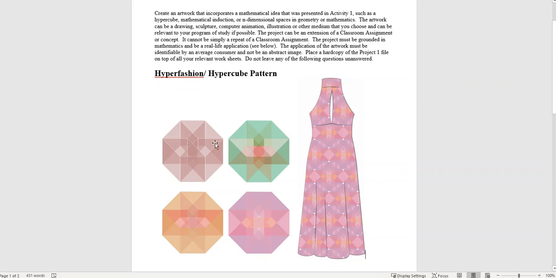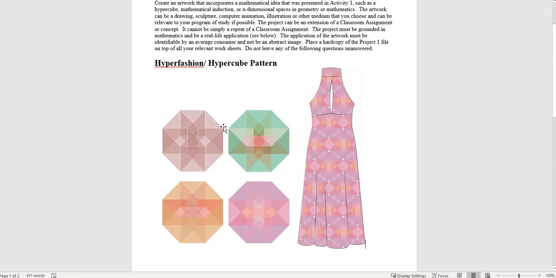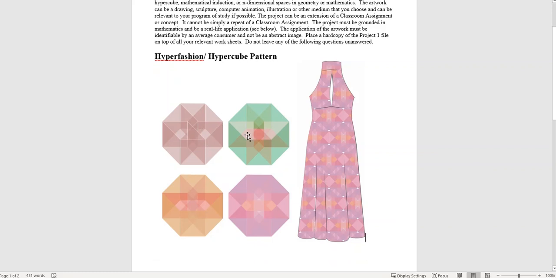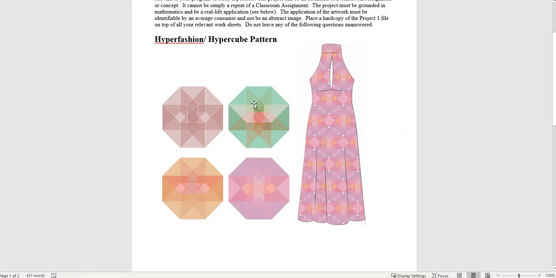So the math is obvious. Here's the hypercube, and there's some nice patterns in there, and they could easily be used in lots of different ways. You can pick whatever way you want to apply that pattern, and this person put it on a dress. So I think it's recognizable. Okay, here's a dress that's got this hypercube type of pattern created on it.